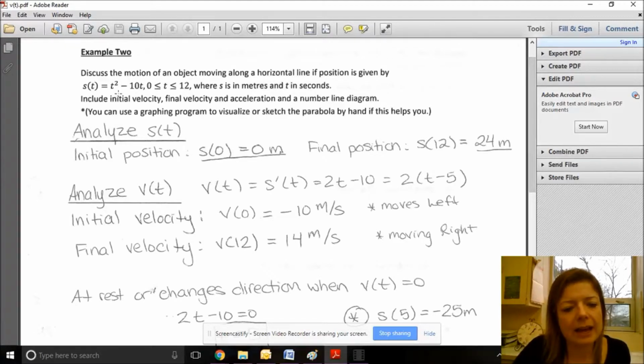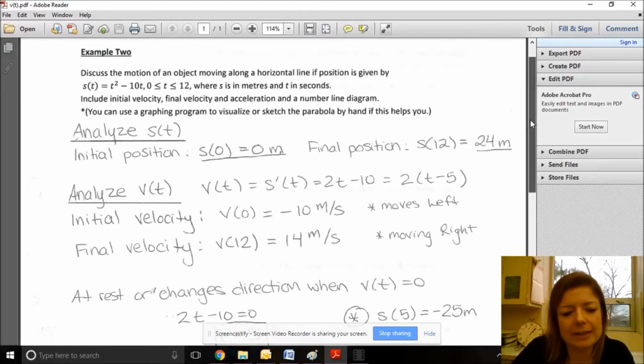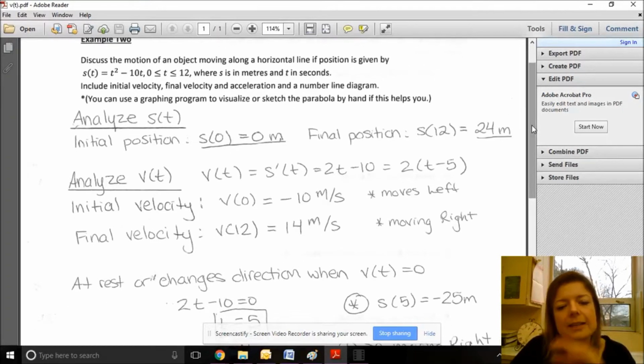So here we have, again, an object moving on a horizontal line, and they want us to just analyze all of the motion for the first 12 seconds. So this is a very open-ended type of question that you will run into, and I'm going to show you how to analyze it. So I always start with analyzing the position function, which is S of t.